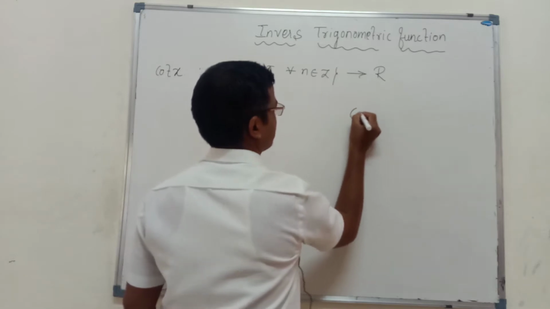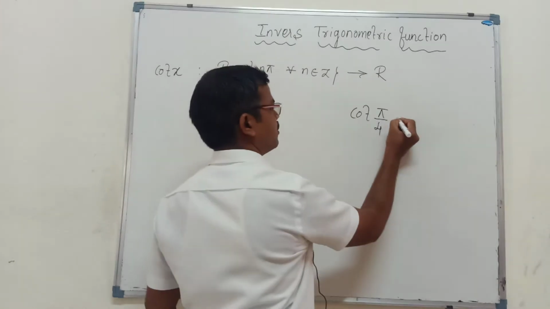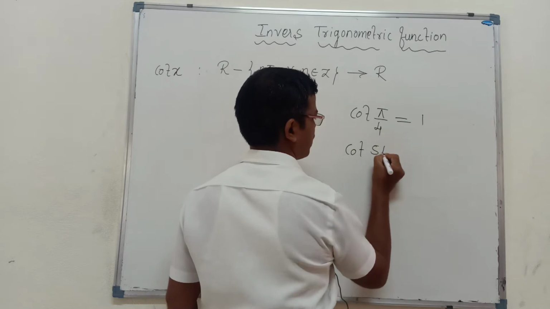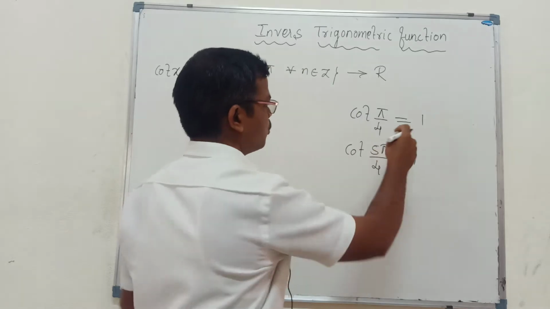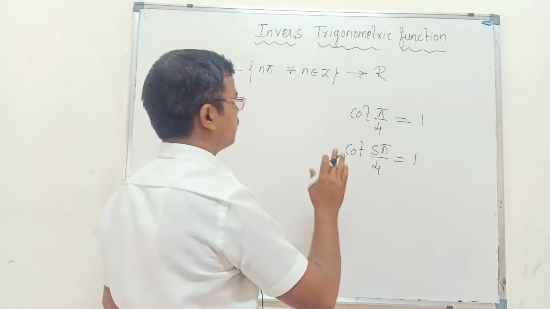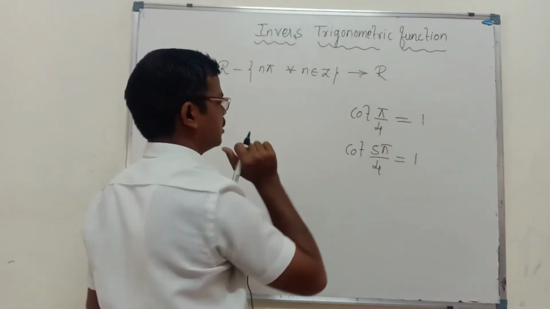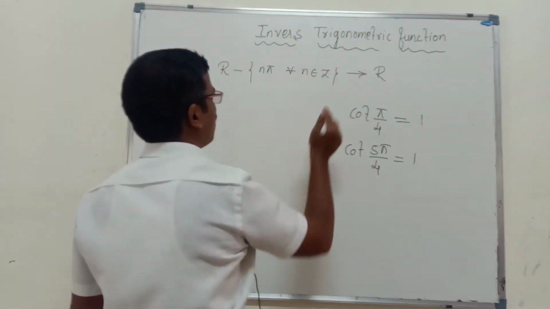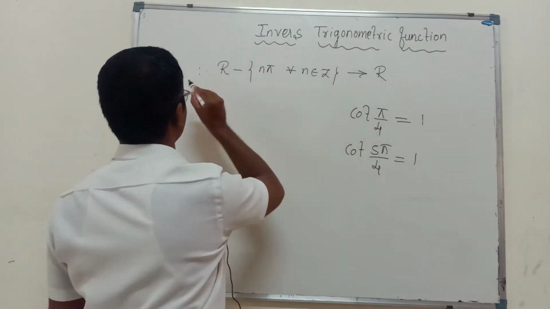Let me take the example cot pi by 4. Cot pi by 4 is 1, and cot 5 pi by 4 is also 1. So both are different elements, but we got the same image. Then we confirm our function is not one-one in this interval, since these two lie in this interval. So then what do we have to do? We have to restrict our interval.